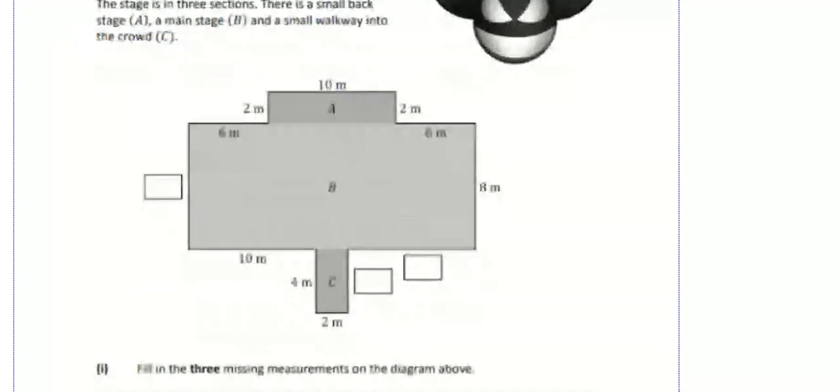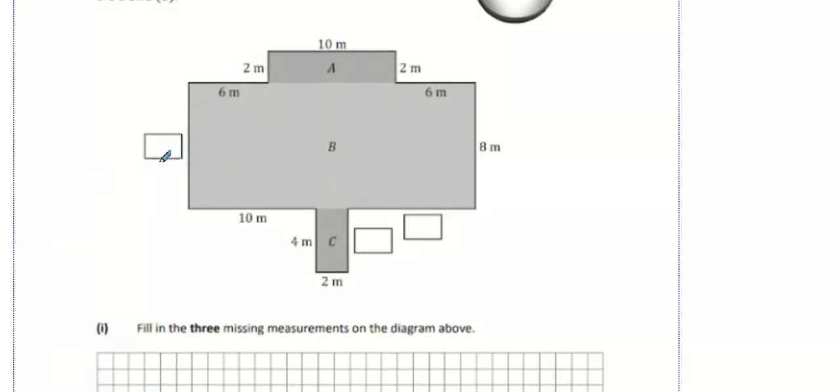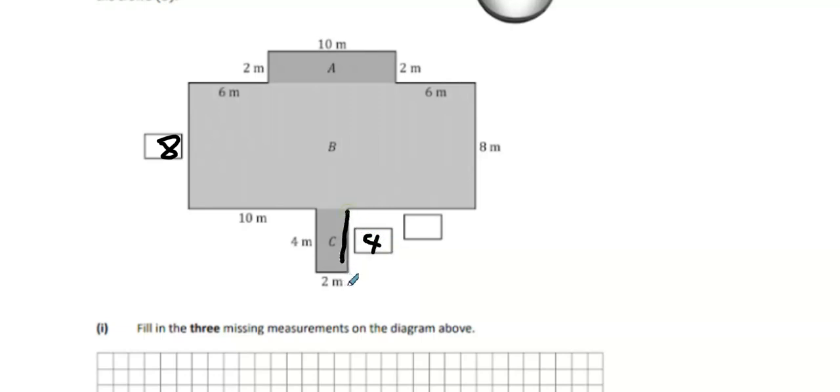Question 1. What does everybody think this length here is? Why is it 8? Opposite side of a diagram. Okay. Next one. What do you think this length here is? Why? Same length as that one, yeah? Okay. What length do we think this one here is? This blue one. Why do we think it's 10? Has to add up to 22, doesn't it? Okay. Done. We filled out the 3 missing pieces.